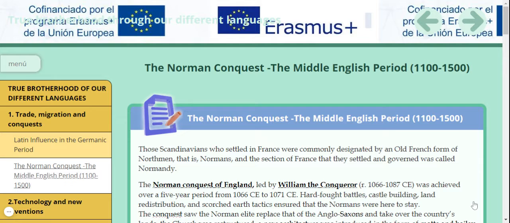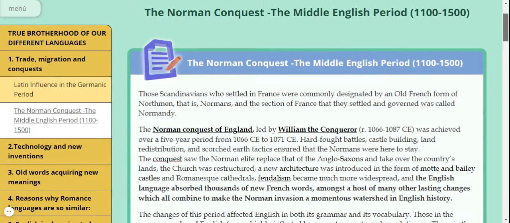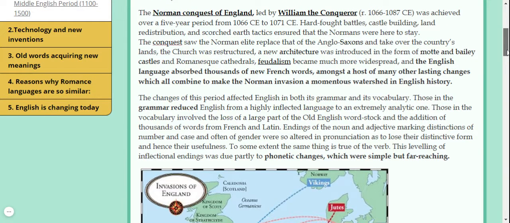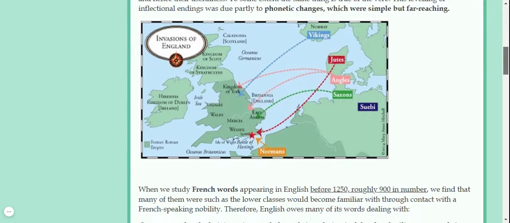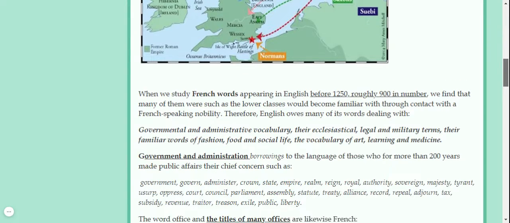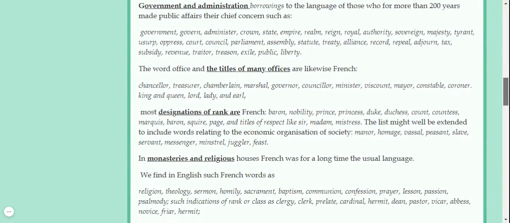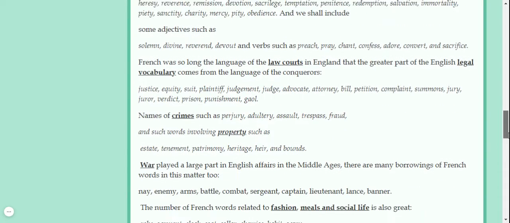The second crucial event was the Norman conquest in the Middle English period, from 1100 to 1500. The conquest saw the Norman French language replace that of the Anglo-Saxon, so the English language absorbed thousands of new French words. The changes of this period affected English in both its grammar and its vocabulary. Grammar reduced English from a highly inflected language to an extremely analytic one.